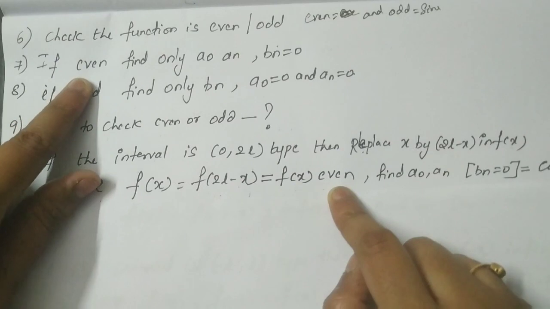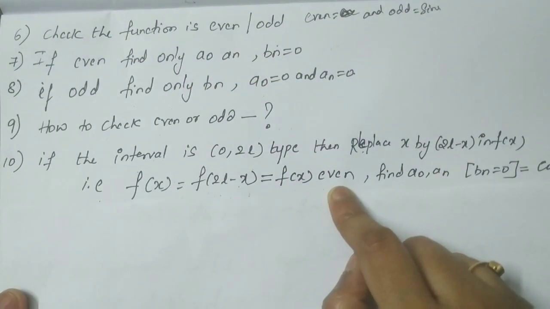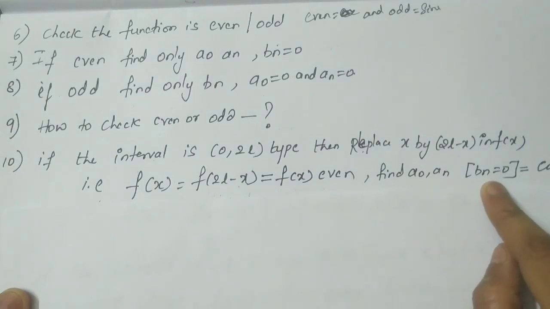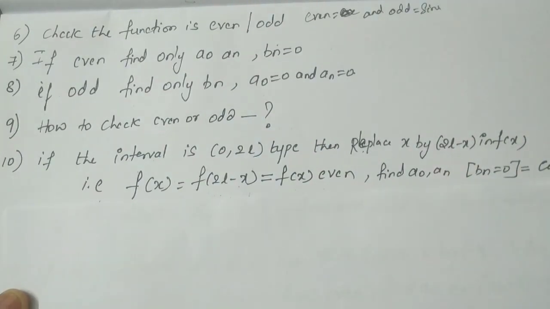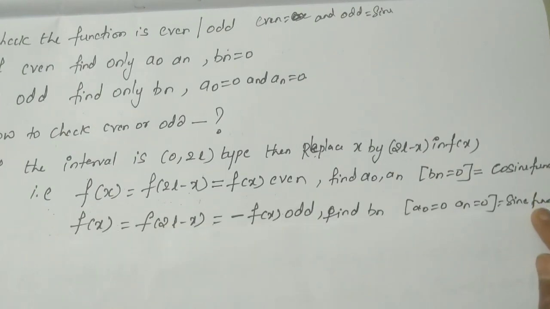If it is an even function, go back to the seventh point. Find a0 and an, bn will be 0, because bn is a sine function. And as I said, if it is an even function, it will be a cosine function only.